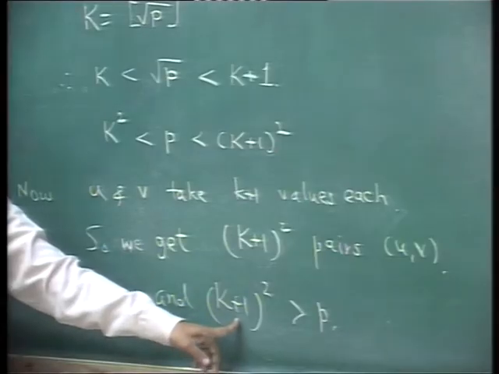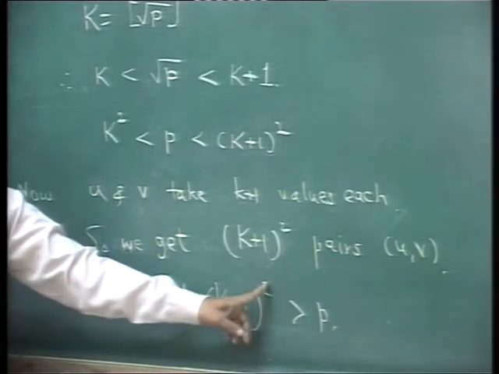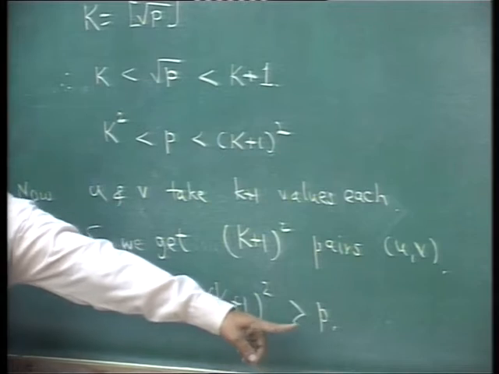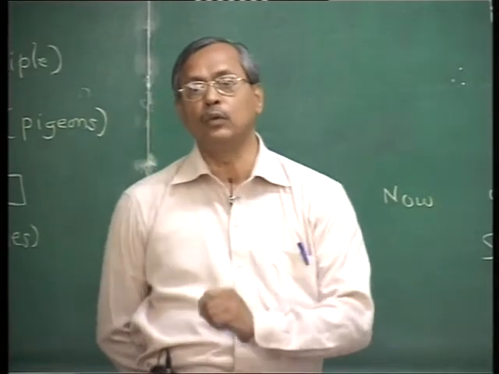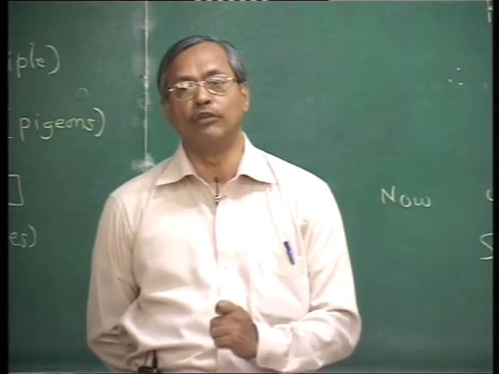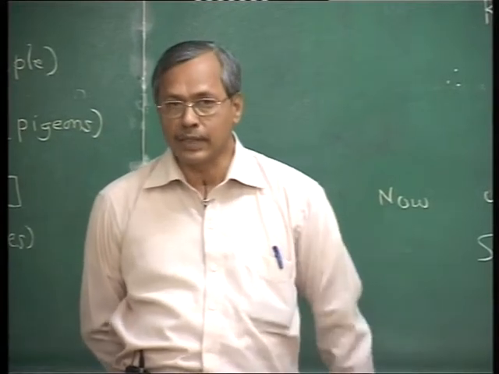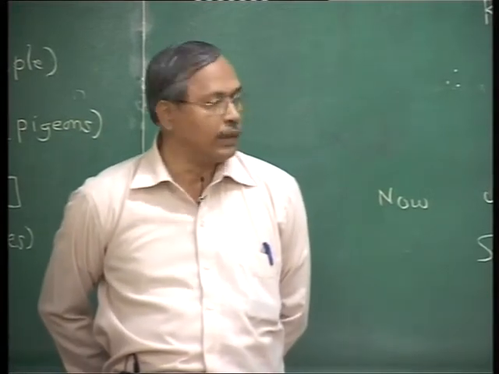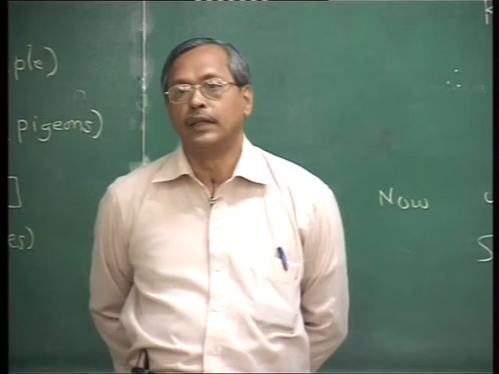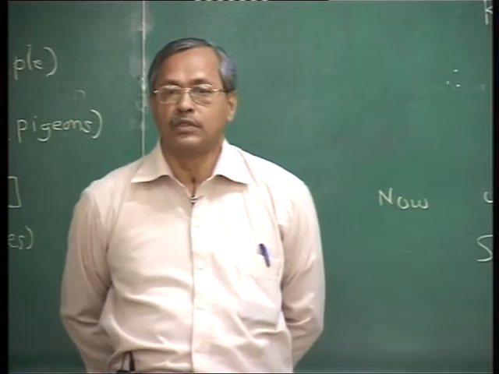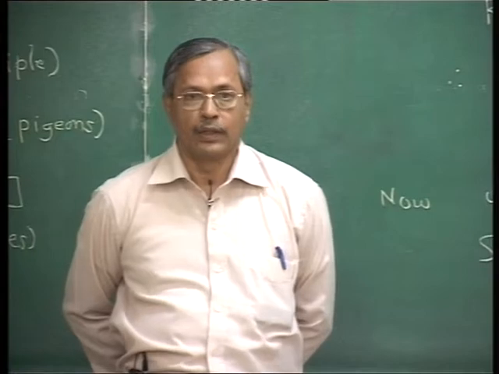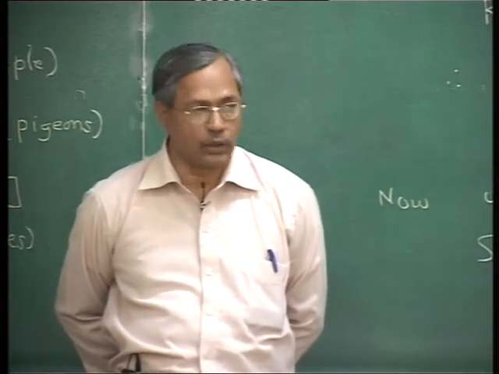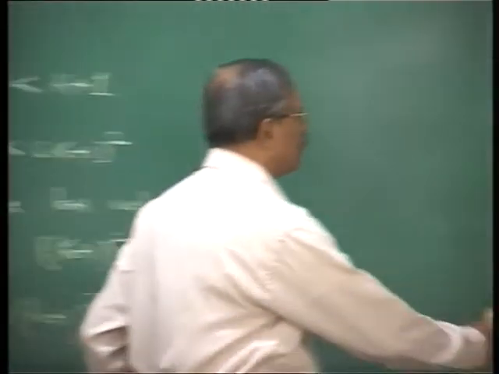Our values f(u,v), how many are they? (K+1)^2, which is bigger than p. That means by the pigeonhole principle, there will be two pairs, say (u1,v1) and (u2,v2), such that f(u1,v1) and f(u2,v2) correspond to the same number from the complete residue system. Correspond to means they should be congruent. So that is how we use the pigeonhole principle.